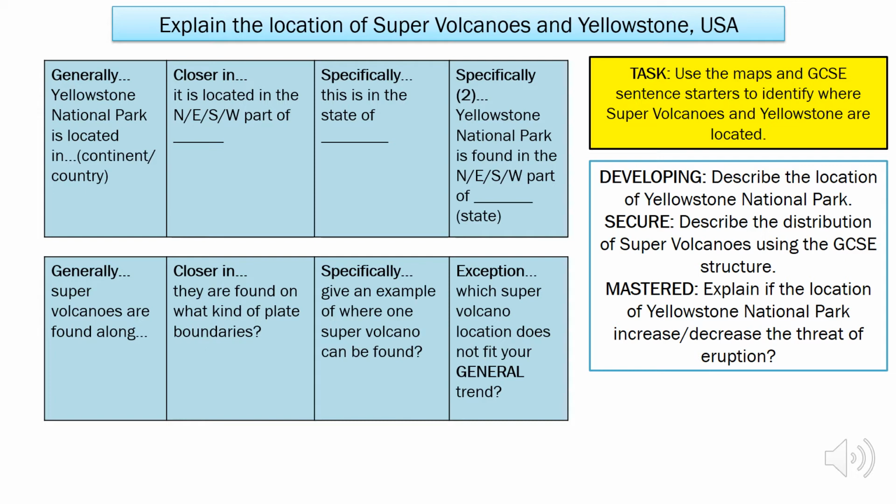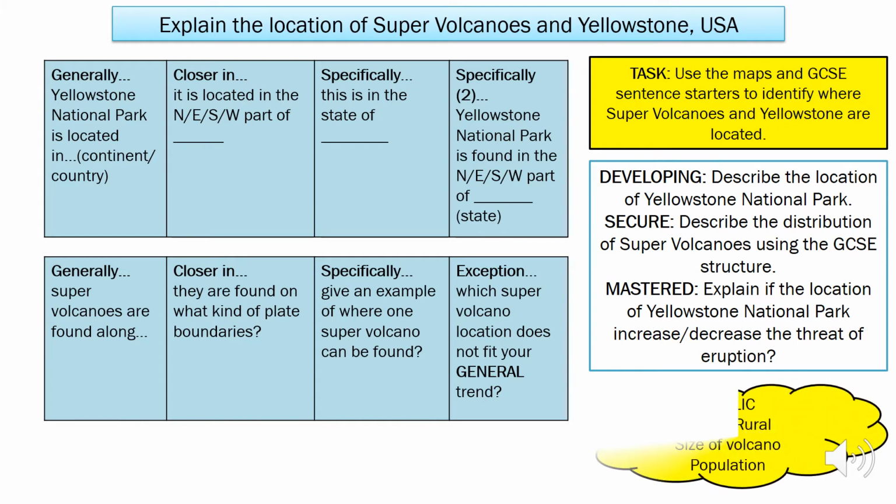And finally, if you're working at a master level, you will explain if the location of Yellowstone National Park will increase or decrease the threat of eruption. Remember for this one to think about if it's in a HIC or LIC country, if it's in an urban or rural area, the size of the volcano and the population in there.